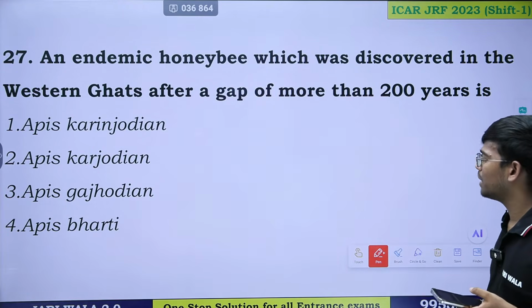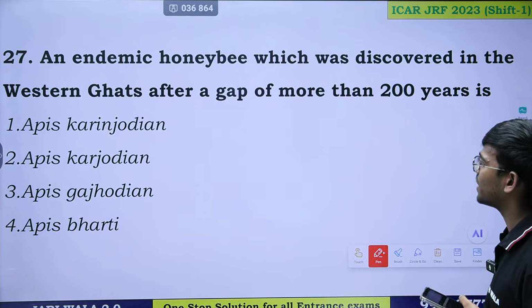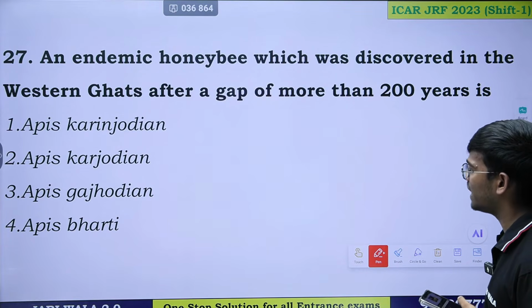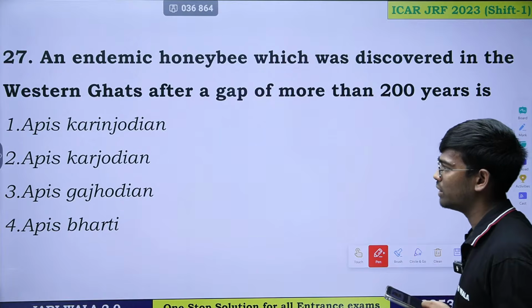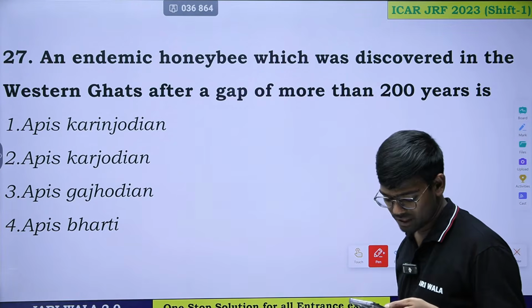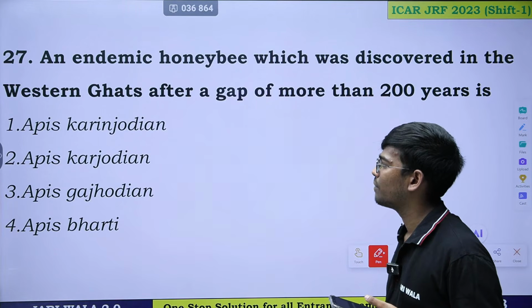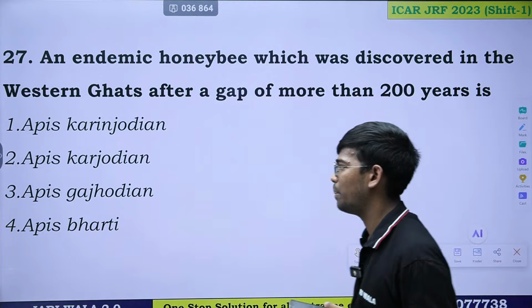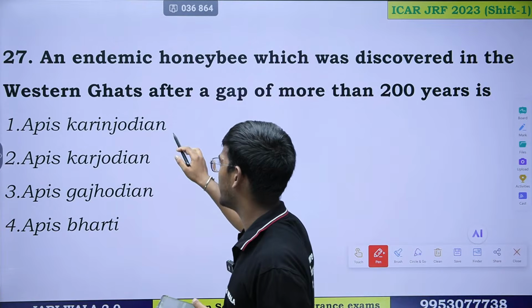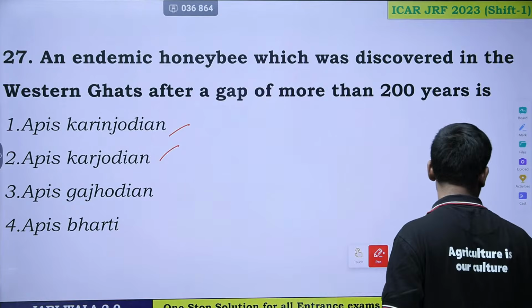An endemic honeybee which was discovered in the Western Ghats after a gap of more than 200 years is. They have given the different Apis species, and they were asking which was discovered from the Western Ghats. Apis karinjodian and Apis cerana indica. So here either one or two can be correct. Both the options were correct in this case.